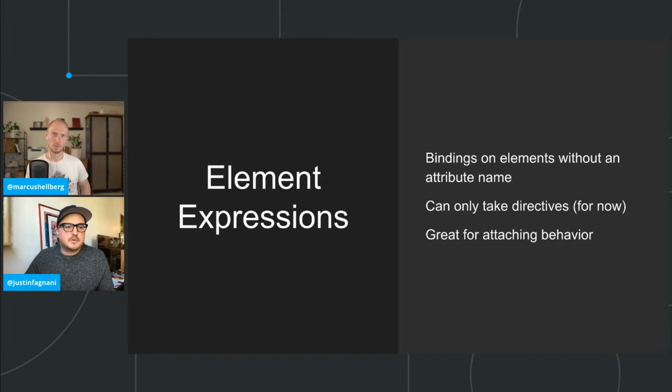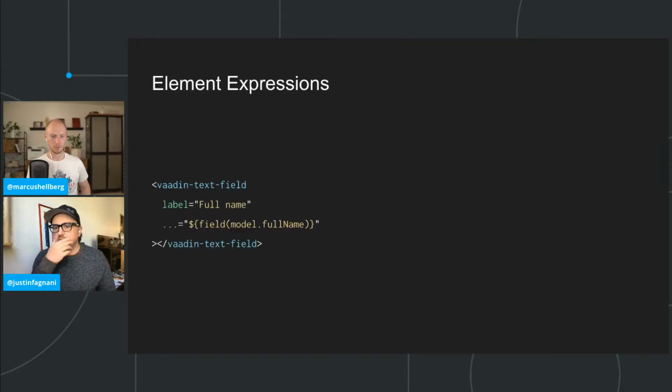And so we were able to rework our pre-processing step to support expressions on an element that don't have an attribute name. Right now, they can only take directives, so there's no kind of value you can pass in that will just be rendered to the element. But they're really great for attaching behavior, and you used to have to make up an attribute name to do this. So here's an example with a Vaadin feature here.